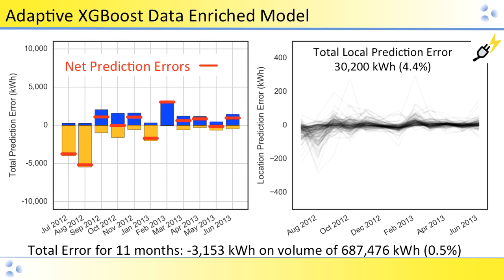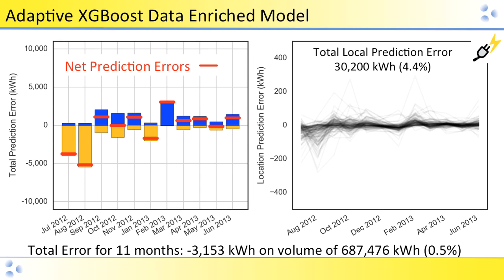So I can do significantly better in terms of predicting the power use of the coming months using this adaptive machine learning model. As well, the local prediction error also significantly improves from an error of about 7% down to about 4%. And the presence of the dark black line in the middle indicates that most of the predictions are about right on for these zip codes.